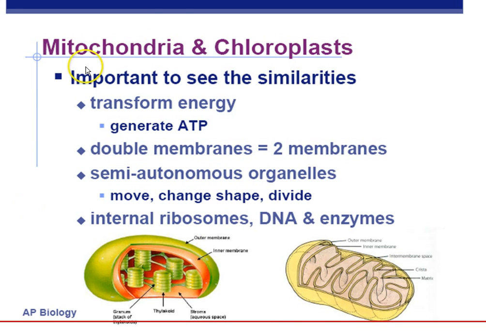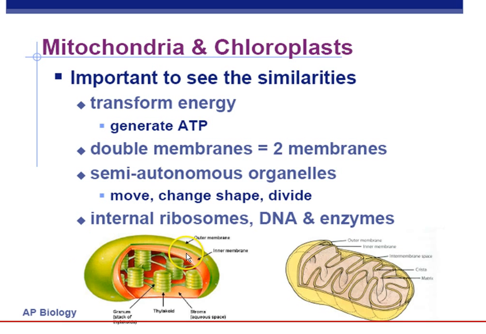Mitochondria and chloroplasts, they are both involved with transforming energy. The chloroplast transforms light energy into chemical potential energy, and it's like glucose, a stable form of that energy. And the mitochondria takes that glucose, breaks down that stable glucose, and makes an unstable molecule called ATP. And ATP is unstable as a result of that third phosphate not being held on very tightly, and is able to be transferred very easily to do work.